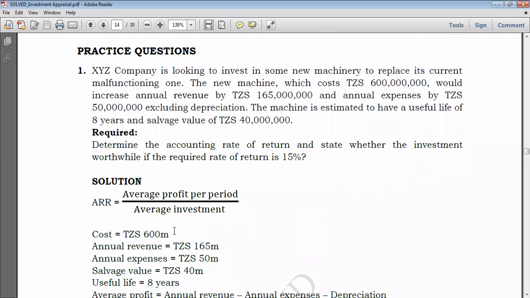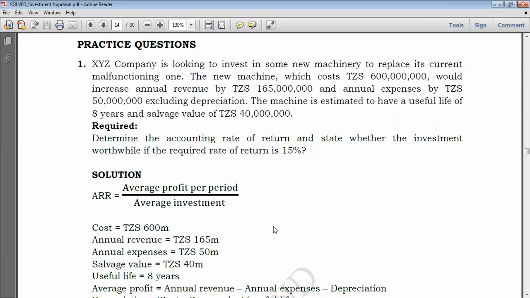Initial cost we have been told is 600 million here. We have annual revenue per year, actually it's annual revenue already, 165 million. Annual expenses 50 million, and salvage value, we have it. Now you understand these are cash flows because we are told they are exclusive of depreciation. So you have to compute the profit. To obtain profit, you take cash flows and you less depreciation.